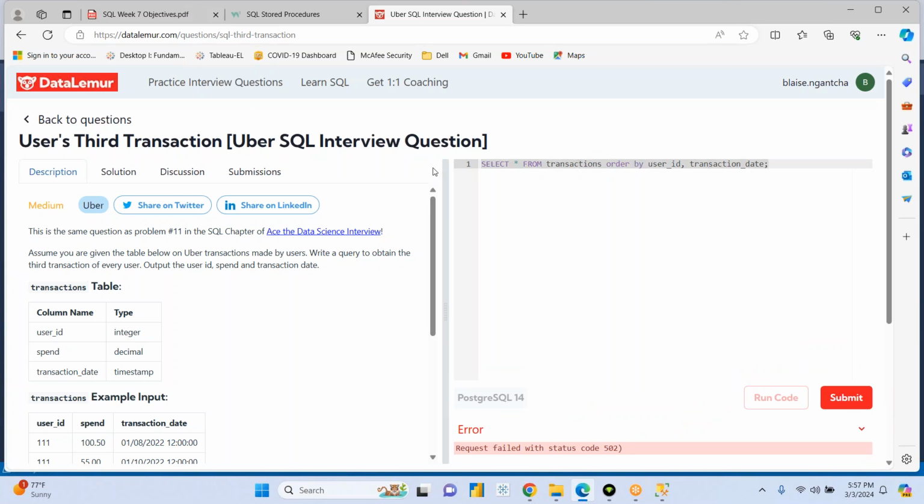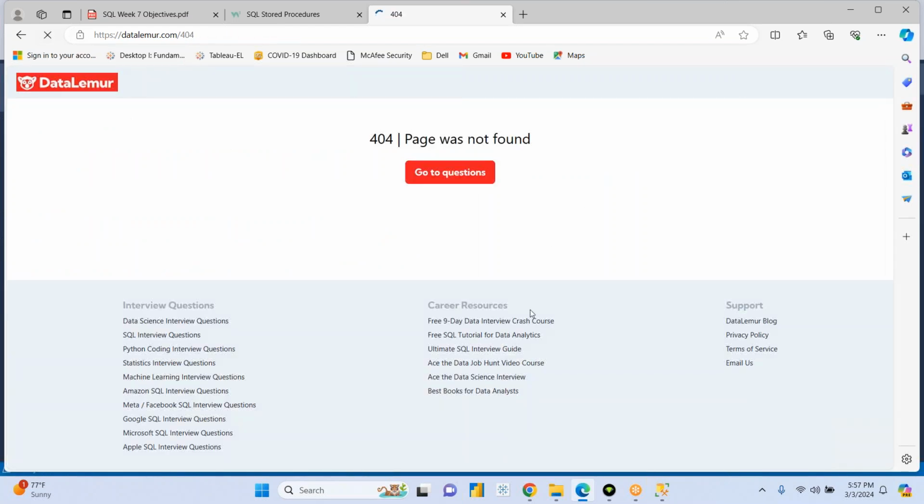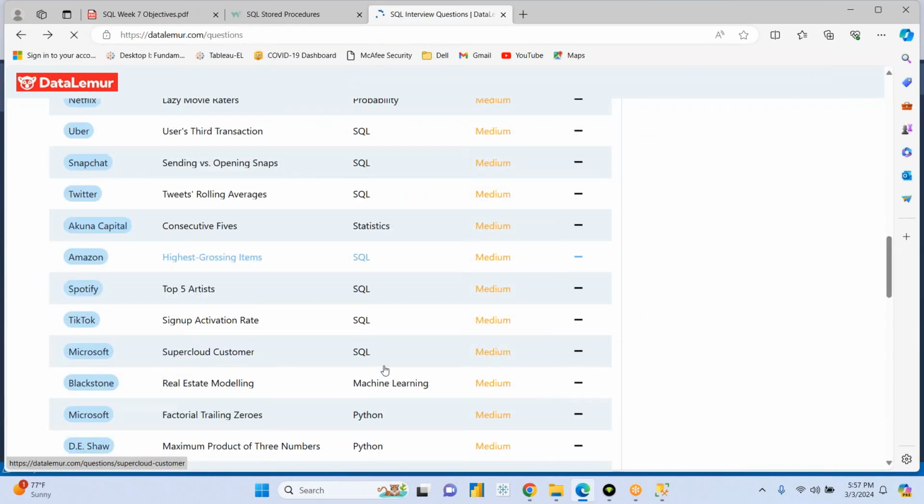this is always an issue. Let me refresh this. That's why I prefer to have the copy of the database so that you can run this on SQL Server.